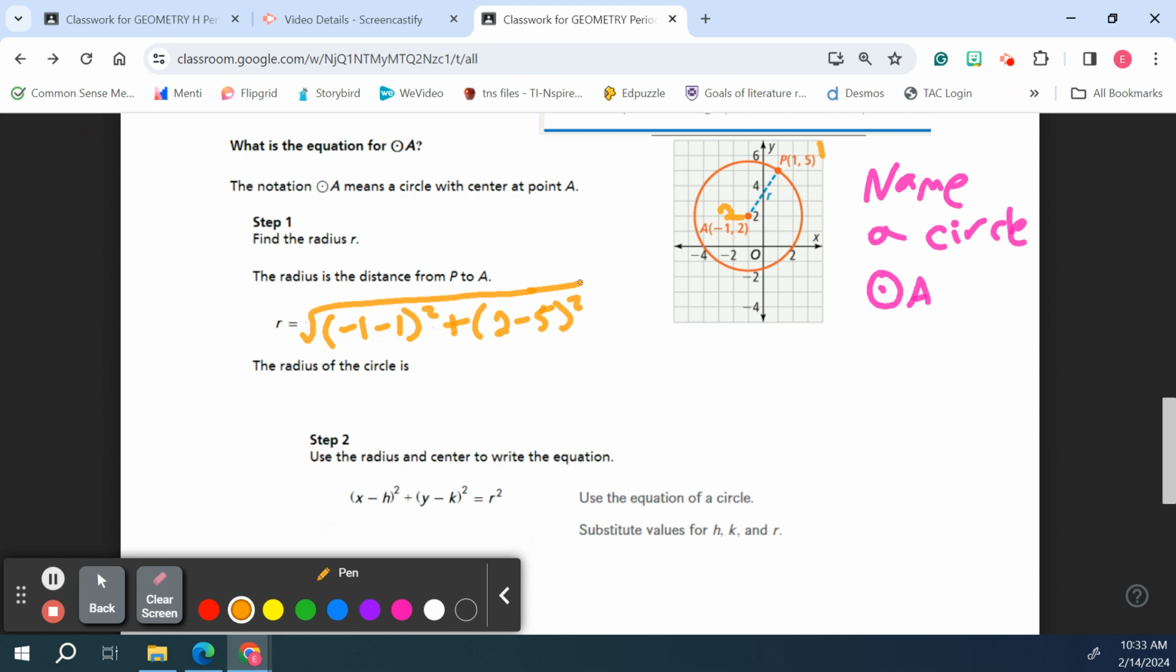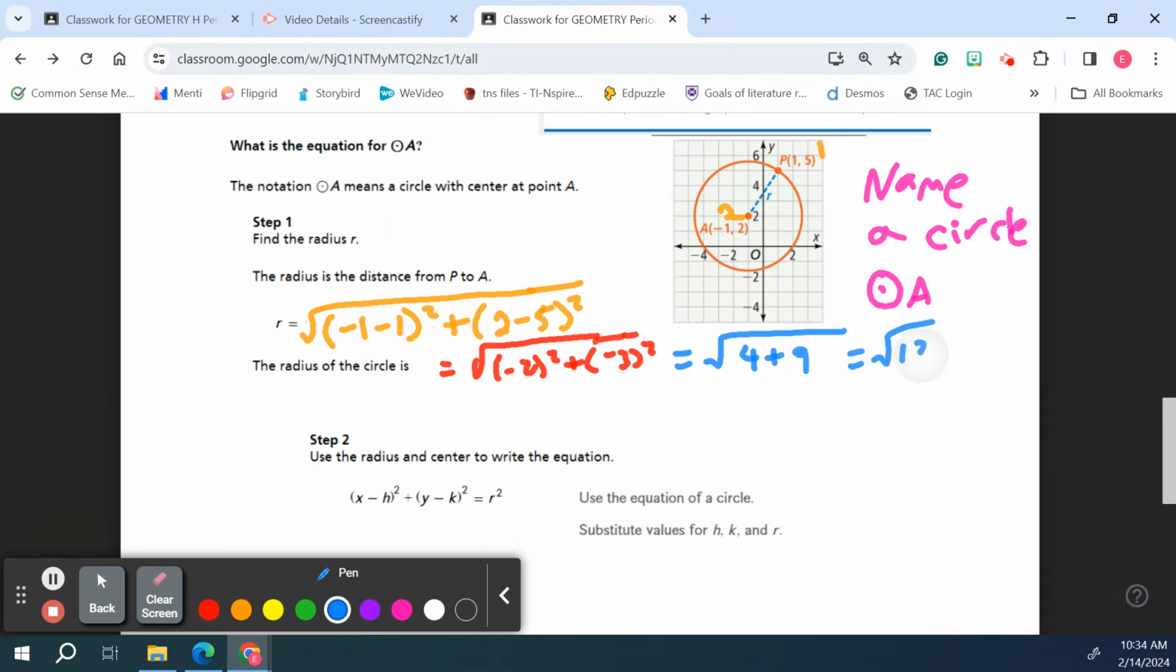Now, again, I'm going to ask this question. Does it matter which one I define as point 1 or point 2? No, just don't flip-flop them, just like with slope. Make it easy on yourself, okay? All right, so this is going to be the square root of, looks like, negative 2 squared plus negative 3 squared. That leaves me with 4 plus 9, and 4 plus 9 ends up being the square root of 13. So we found the radius as the square root of 13. Okay? Just going to mark that as my r, and I'm just going to kind of circle it.